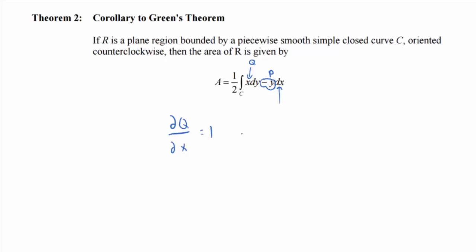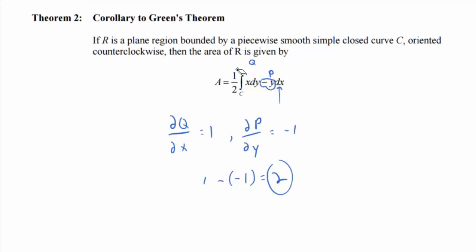So what's dp dy? Negative 1. So if you do the subtraction, you actually get 2, and that's what the 1/2 is for, right? So then, okay, yeah, it really is 1. The dq dx minus dp dy times the 1/2, it really is 1. And so, yeah, this line integral must represent area.